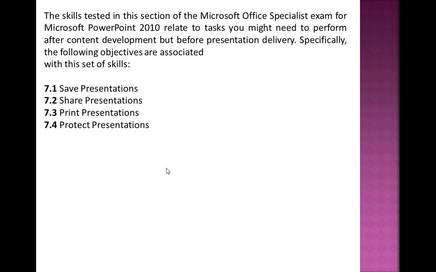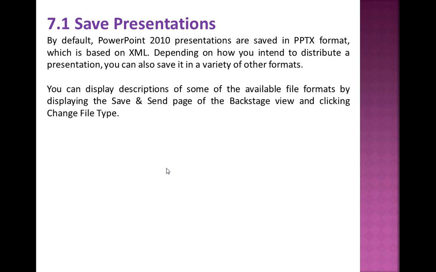In this chapter, we will going to cover 4 parts. 7.1 is save presentation, means we will talk about how to save the presentation in PowerPoint. Then 7.2 is share presentation. In 7.2 we will study how to share the presentations. Then print presentation means how to give the printout of the slides. Then how to protect the presentation. These are the 4 topics which are covered in chapter number 7, that is 7.1 to 7.4.